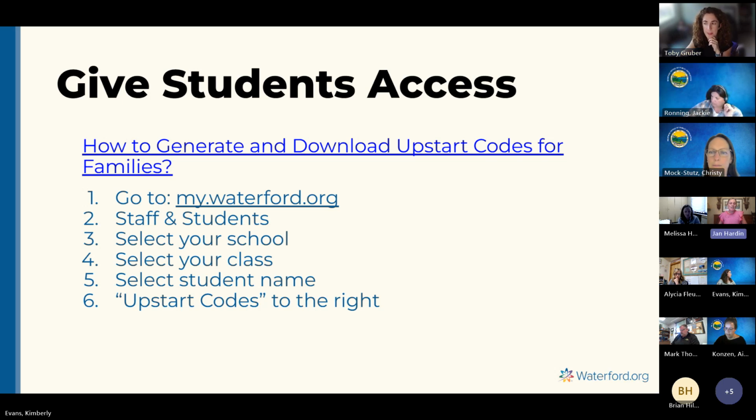Okay, perfect. So to give students access, what you're going to do is you're going to go to my.waterford.org. You're going to go under staff and students, select your school, select your class, and then you're going to see all your students' names. You select all of their names, and then it's going to populate their codes. And that code is what the student and family is going to use to log into Waterford Upstart. This link right here at the top is step by step going to show you what to do as well. So that's linked.